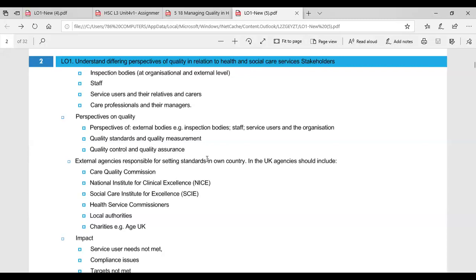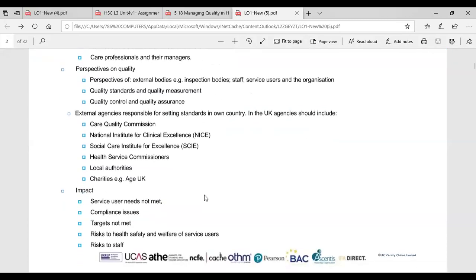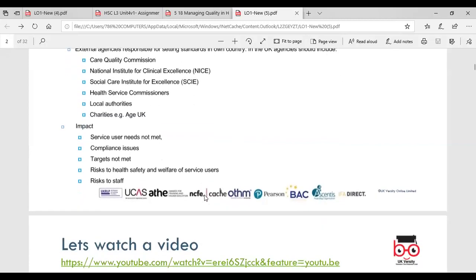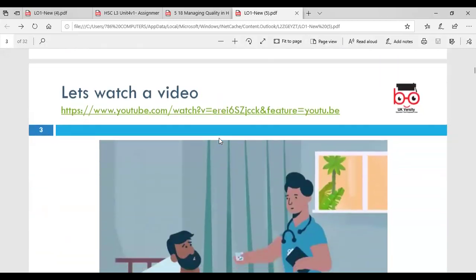Then the external agencies that are responsible for setting standards in the country, the UK agencies, which should include the Care Quality Commission, National Institute for Clinical Excellence, Social Care Institute for Excellence, Health Services Commissioners, local authorities like the council, etc., and charities which are working within the UK. And what's the impact with regards to quality and quality improvement, and what if objectives are not achieved? So we'll just have a look at this video.